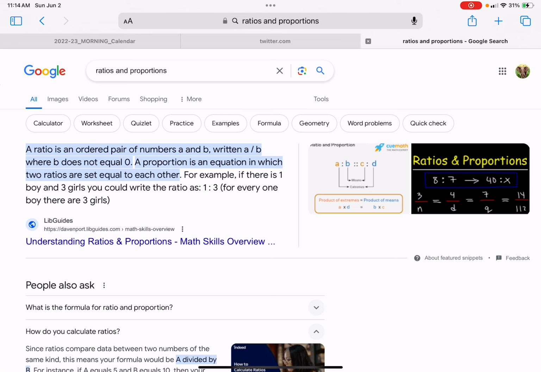Now, the unit price. The unit price is a unit rate that gives the price of one item. And the unit rate is the rate for one unit of a given quantity. It's called the unit rate.